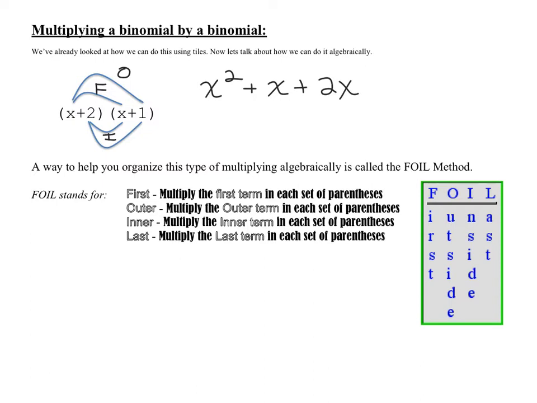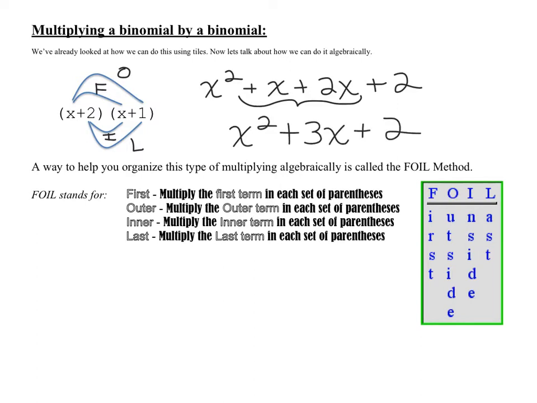Then I'm going to do my last term. And so that would be the last number in each set of parentheses. So that would be the 2 and the 1. And you notice right here, I have another line. That is going to be my L. Then you multiply the last term. So 2 times 1 is 2. When you're done with that, if you've done it in the correct order, typically the middle two terms are like terms, and you can combine those like terms. So that's going to give me x squared plus 3x plus 2.